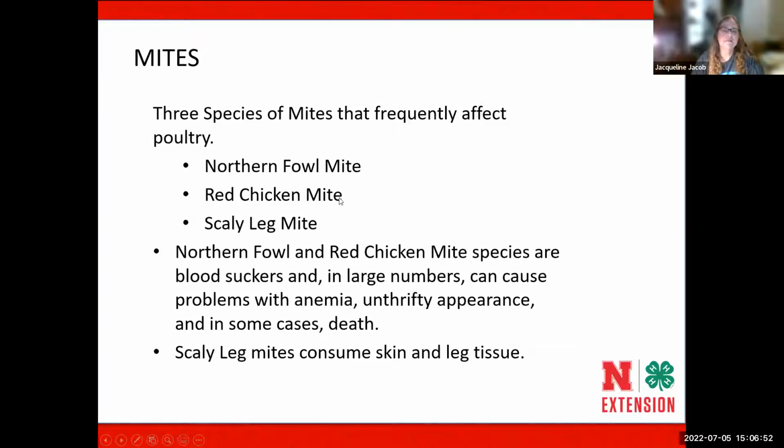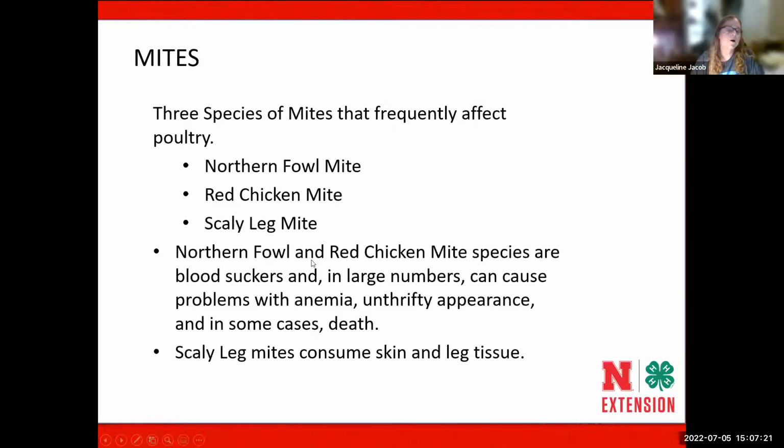The red chicken mite does not live on the host; it lives in the poultry house and comes out to feed at night. And the scaly leg mite is a burrowing mite that burrows under the scales of the legs. It is very microscopic. You don't necessarily know you have it. It's usually the bulging of the legs that tells you you have it.